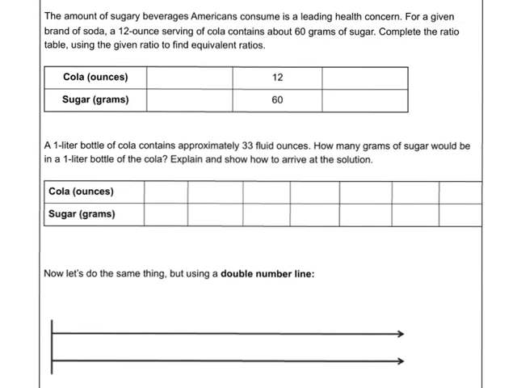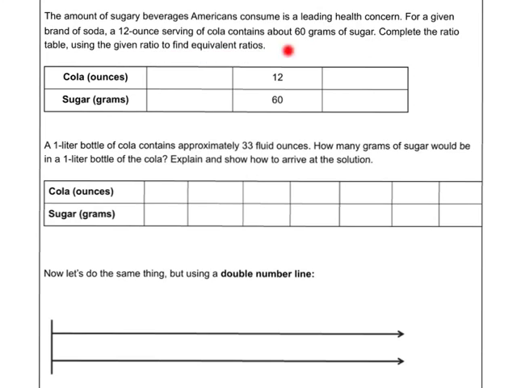All right, so today we're talking about some ratio tables and some double number lines. The amount of sugary beverages Americans consume is a leading health concern. For a given brand of soda, a 12-ounce serving of cola contains about 60 grams of sugar. Complete the ratio table using the given ratio to find equivalent ratios.